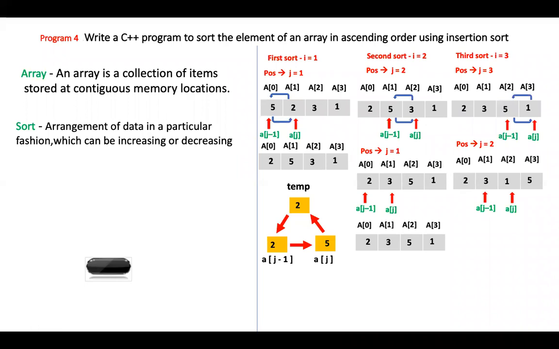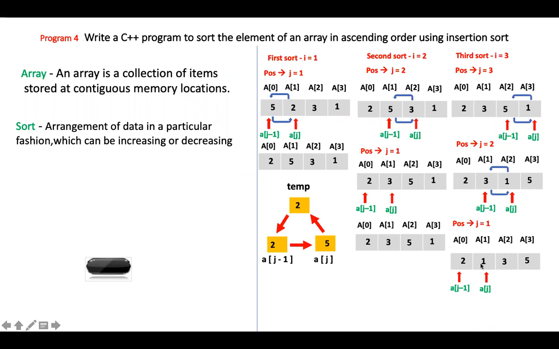Yes, it is less than 3. So what will it do? It will exchange. Okay, 1 will go over here and 3 will come over to the next location. Next, now again the j value will decrease. j is equal to 1. Now j will point over here. This will become a of j, and before that this will become a of j minus 1.